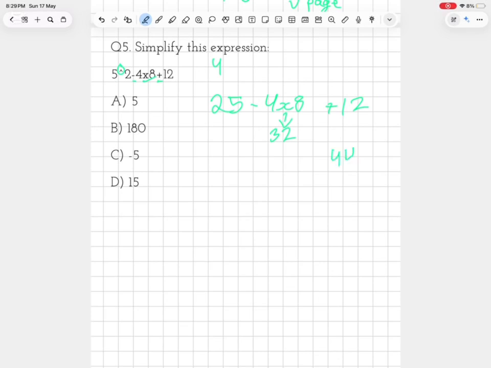Now we are left with the minus and plus operation. But we know that we need to do the plus first. So now we can get 32 plus 12, which equals 44. And then the difference between 25 and 32 is minus 7. So therefore our answer is 5.